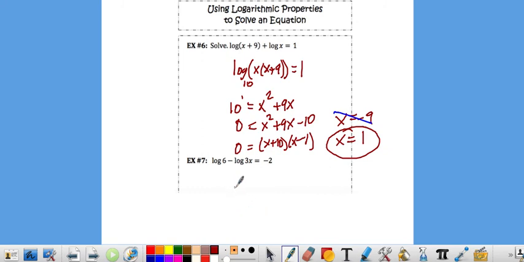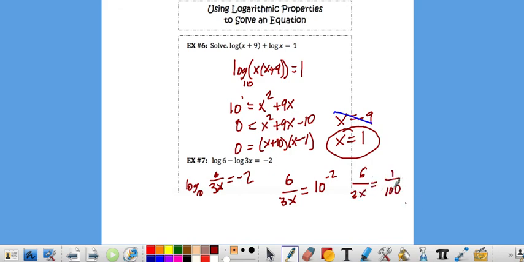Last one, log base 10 of 6 minus log base 10 of 3x. Since we are subtracting, that's like division. So this is like log base 10 of 6 over 3x equals -2. So that means 6 over 3x equals 10 to the -2nd power. Now you can solve this however you want. How I like to do this is maybe just write it as a proportion. 10 to the -2nd is 1 over 10 to the 2nd. So 6 over 3x is equal to 1 over 100. Cross multiply. 3x is 600. So x is 200. And we're done.